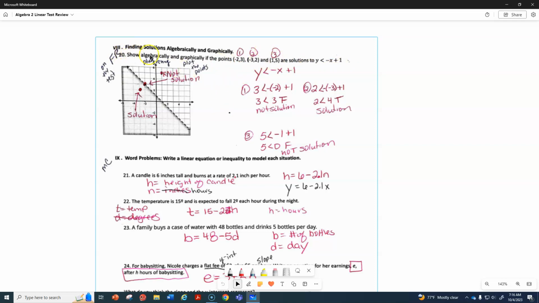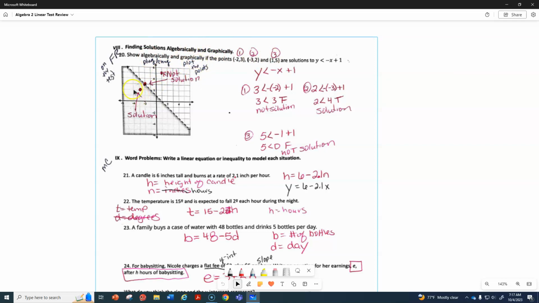I asked you to show me 2 ways. Show me algebraically and show me graphically. Graphically means you must plot your points. There are 3 points given. If you don't plot the 3 points and allow me to visually see easily where the location of the 3 points are, then you're going to miss points for showing me graphically.